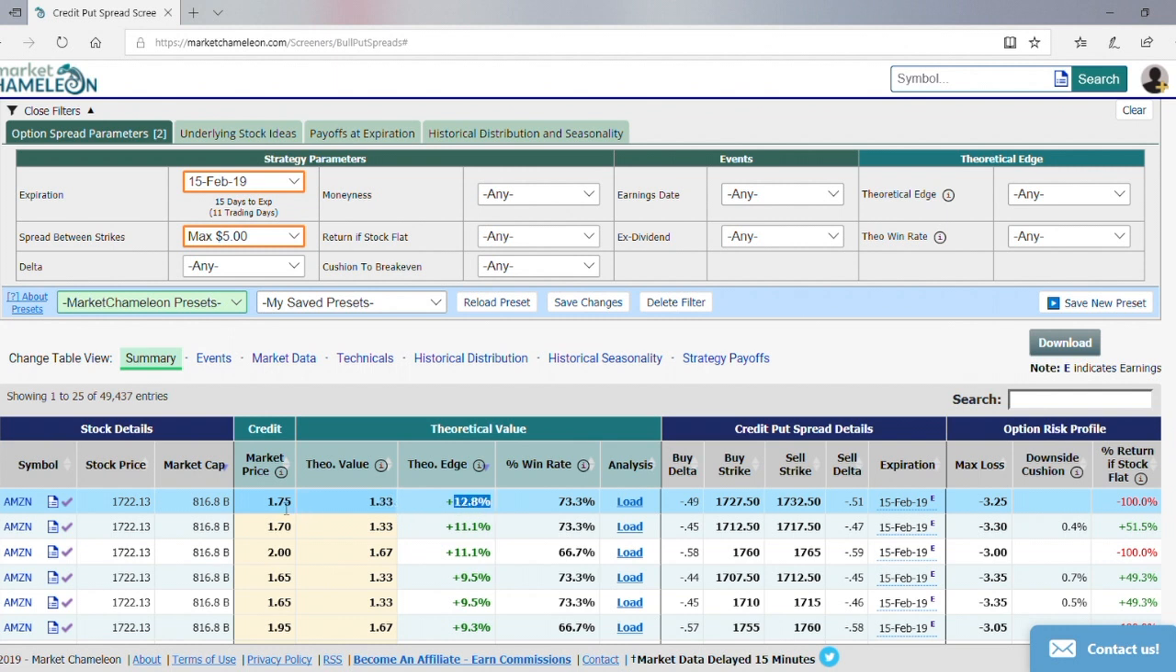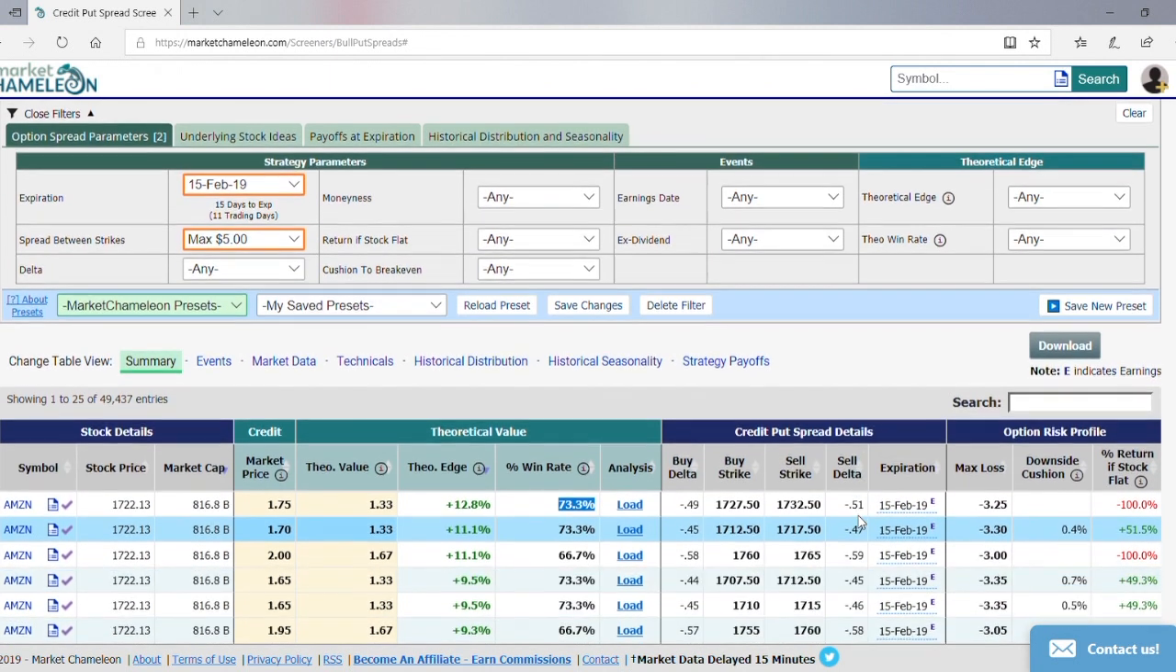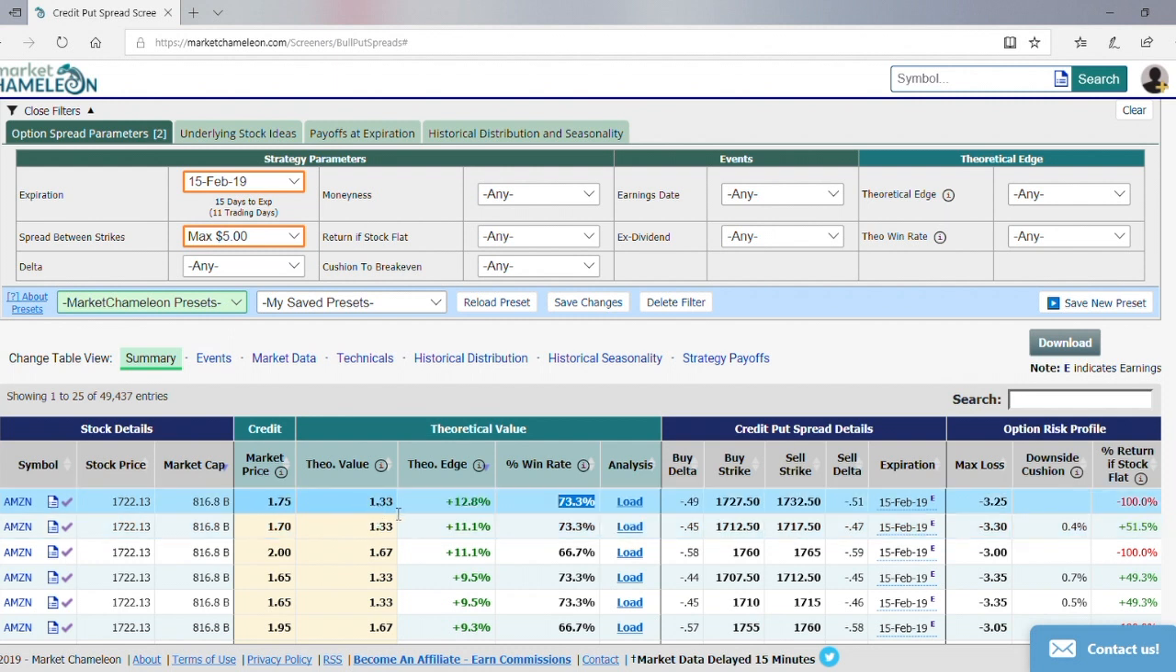The edge is the difference between these two divided by the money at risk. So you have a $5 put spread. If you receive $1.75, you still risk $3.25 of potential loss. So you take the theoretical edge divided by the money at risk, and that's how you get this edge percentage of 12.8%. This is your theoretical win rate, your deltas, and now what I'm going to do is really quickly go into a scan, and then we'll talk more about these numbers.